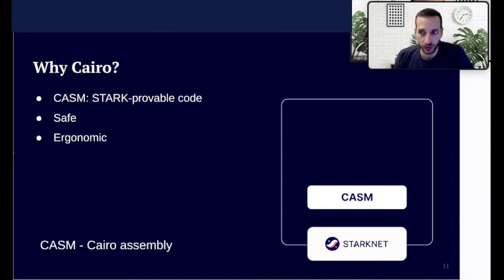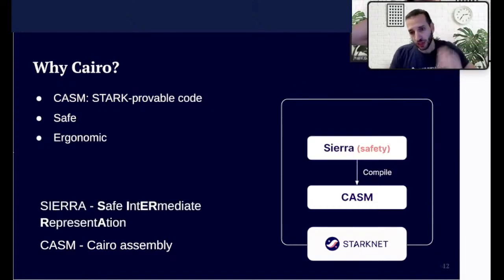The second feature is that we want ergonomics, of course, to make it a high-level friendly language. We do it in two layers. The first layer is Sierra. Sierra stands for Safe Intermediate Representation. It's a relatively low-level language as well, that compiles into CASM, the Cairo assembly. The guarantee that we get is that every program written in Sierra is compiled into safe CASM, safe in the meaning that I just described. So every CASM code resulting from Sierra compilation can be proven even if it fails.